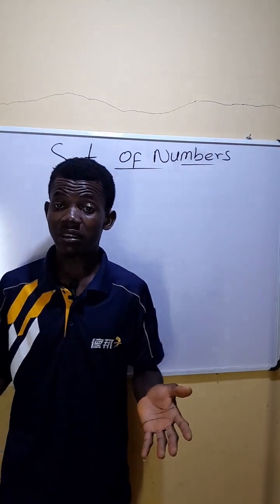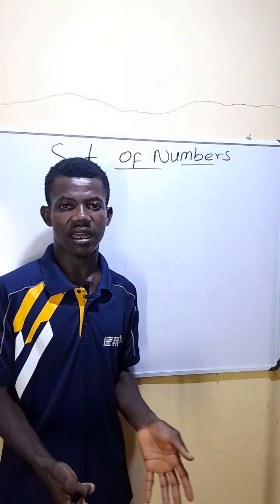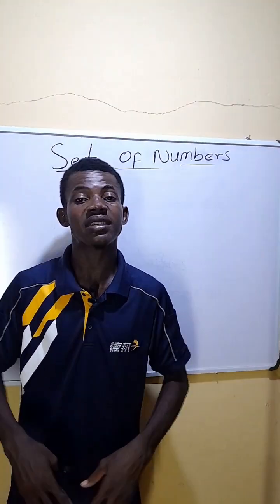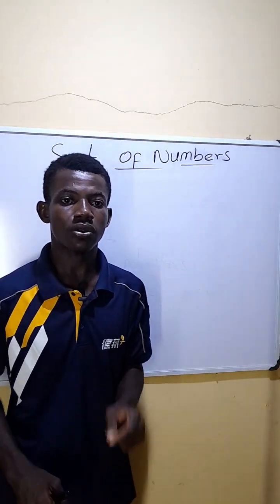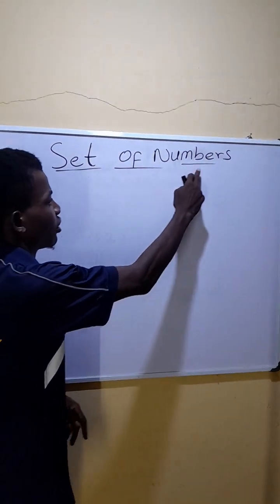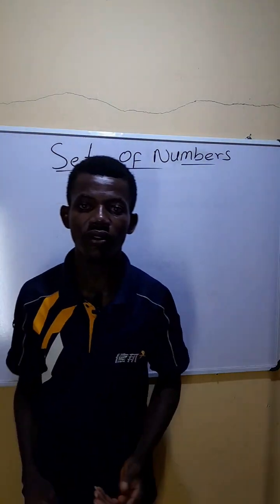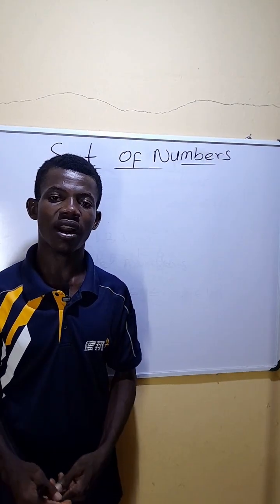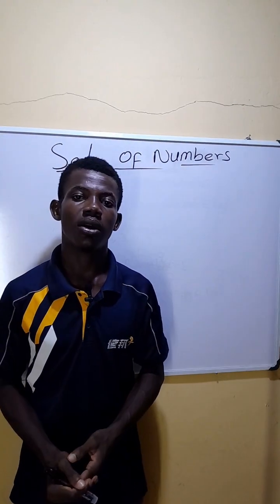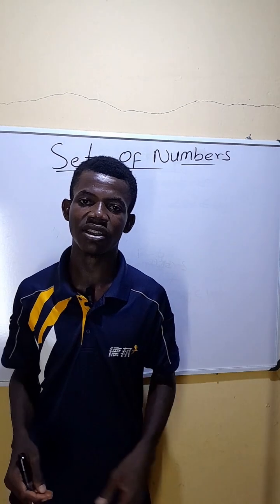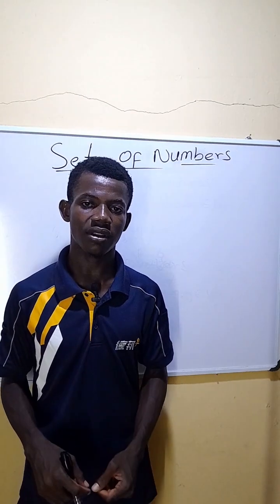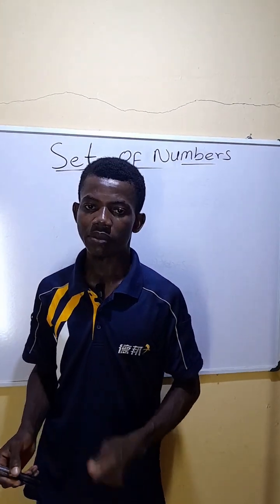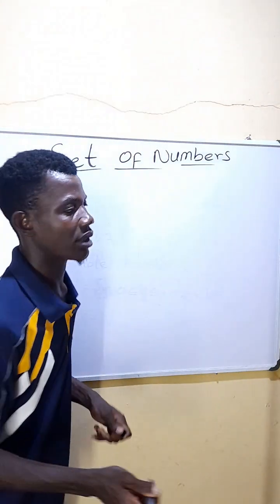We can also say a set of all the students in a class. We can also say a set of all the states in Nigeria. So all these are sets. But today we are looking into set of numbers. We have many sets of numbers. We have set of natural number, set of whole number, set of integers, set of rational and irrational numbers, set of real number, and set of complex number. But let's start from the first one.